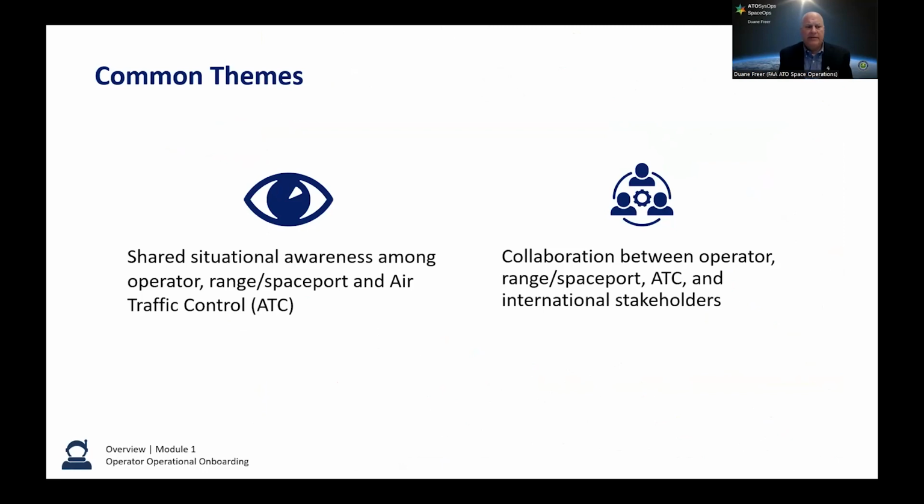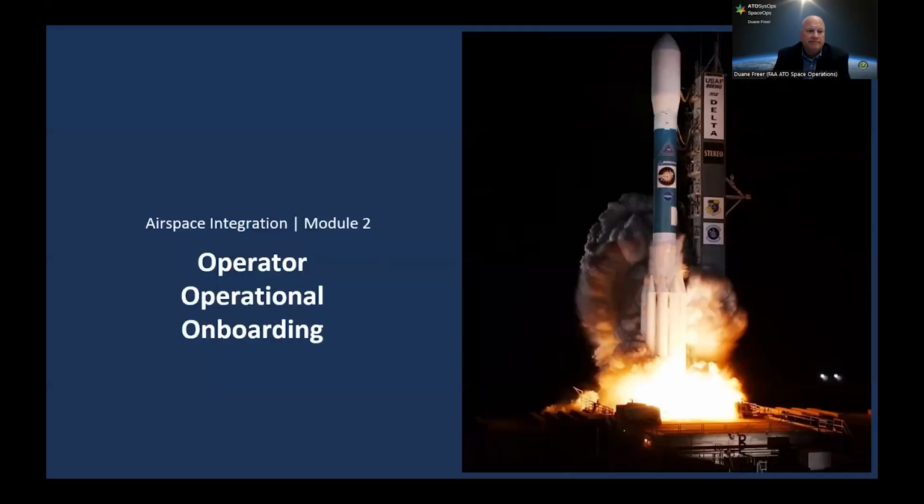You're going to hear two common themes today. One of them will be around shared situational awareness, and that's amongst the operators, the ranges and spaceports, and our air traffic control units. And then collaboration. We've put an emphasis on collaborating between operators, ranges, spaceports, air traffic control, and other international stakeholders. This has been key to making progress in the safe integration of these operations, the collaboration and the back and forth and discussion that occurs during the mission planning process.